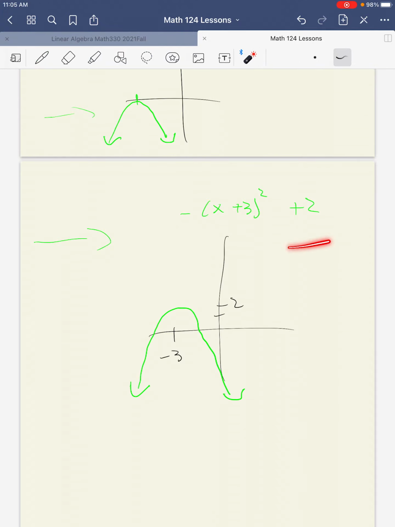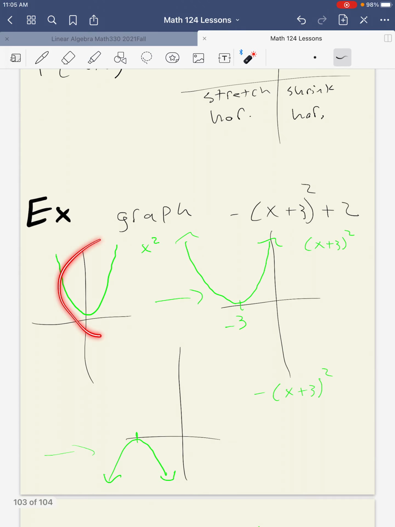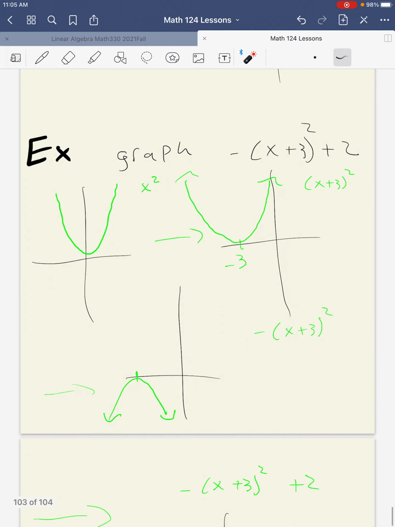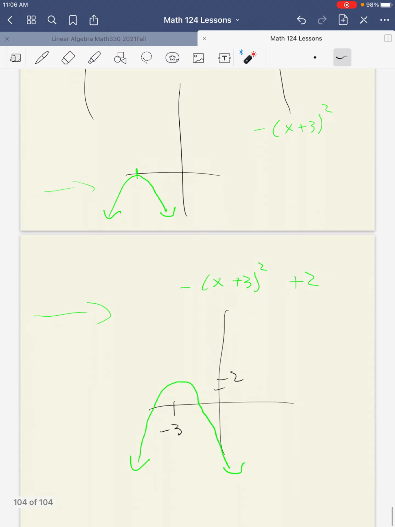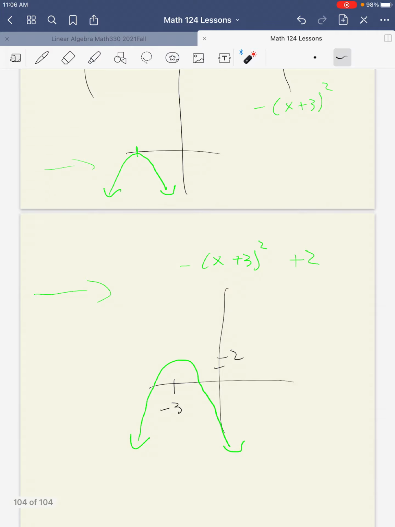And there we have it. We have the graph of negative (x plus 3) squared plus 2. When you look at this just at the beginning, it made it look complicated, but just starting with a basic graph, we only needed to make a couple transformations to arrive at the desired graph. We just shifted to the left 3, we flipped it upside down, and then we shifted up 2, and we arrived at the desired graph.